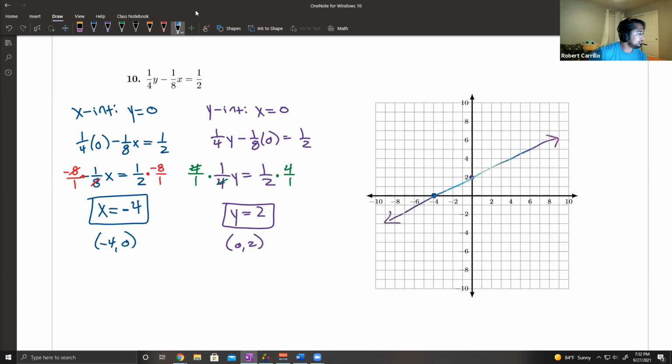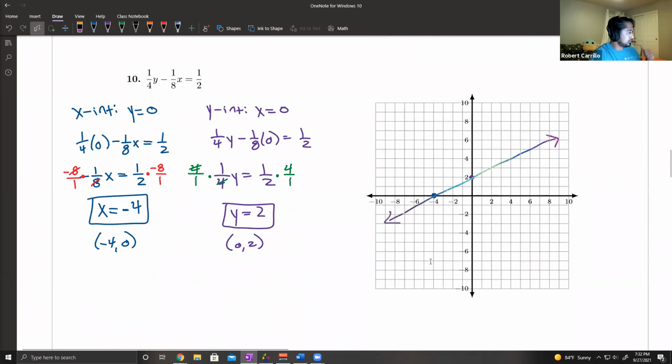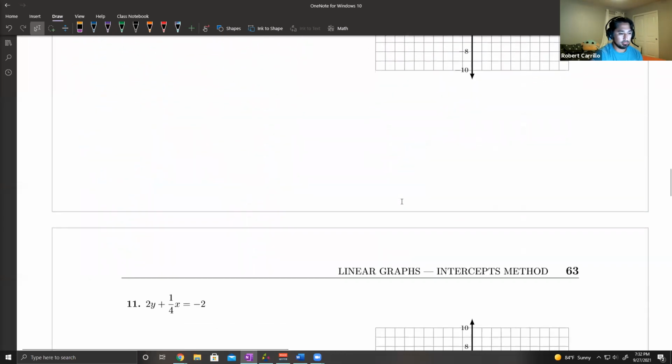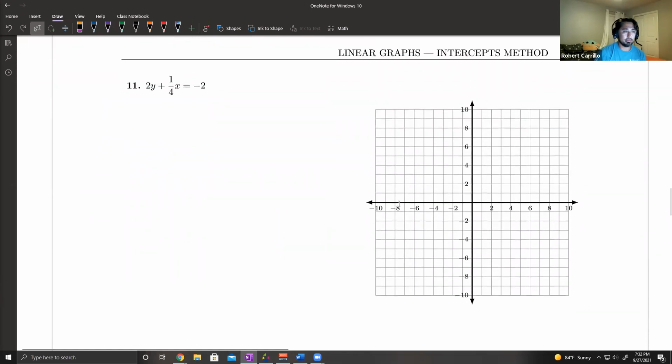So same process as the one above. Everybody good with that one? Thumbs. All right, got some thumbs. Okay, cool. What's next?